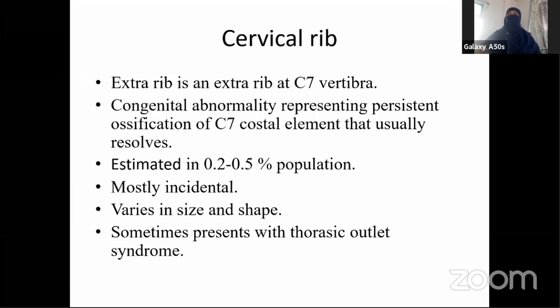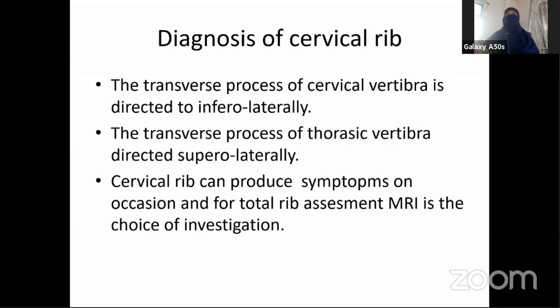Next, we are going to discuss the cervical rib. This is an extra rib at the seventh cervical vertebra. This congenital abnormality represents persistent ossification of the seventh costal element that usually resolves in the early development of the fetus. It is estimated at 0.2 to 0.5% in the population. These are mostly incidental and vary in size and shape. Sometimes it is present with thoracic outlet syndrome.